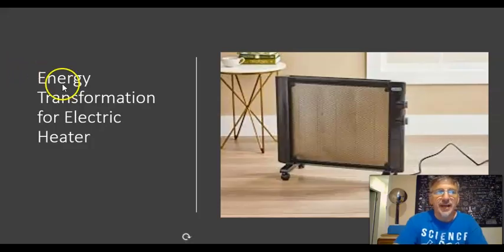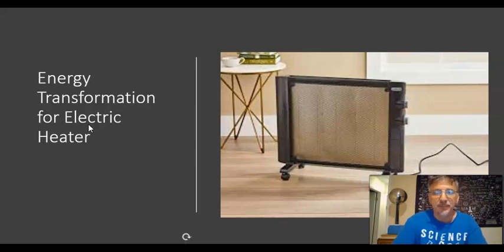All right, so we have energy transformation for an electric heater. So go ahead in your journal and write electric heater, maybe draw a simple picture, and put the energy transformations. Don't forget to put the arrow in between to signify an energy has changed forms.